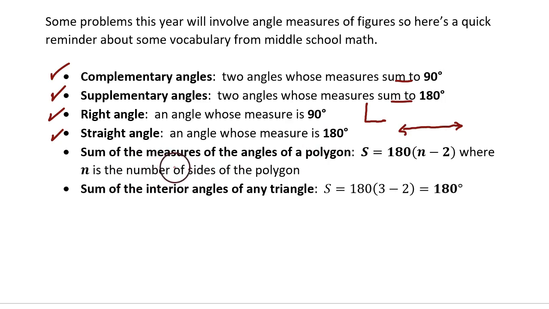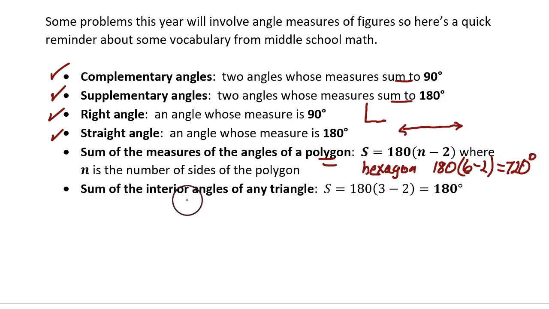The sum of the measures of the angles for any polygon can be found with this math formula. The letter S is representing sum, and it was equal to 180 times n minus 2, where the letter n is the number of sides of the polygon. As an example, one polygon is called a hexagon. It has 6 sides. We can find the sum of its interior angles, 180 times 6 minus 2. Figure this out and you get 720 degrees.